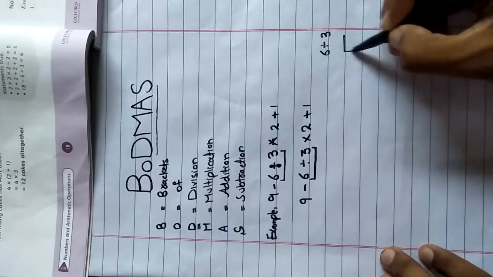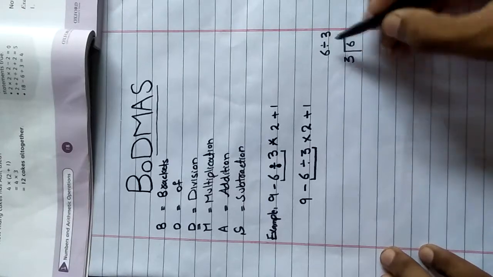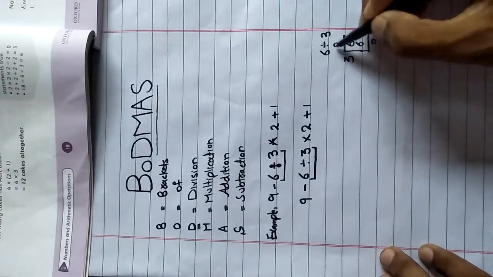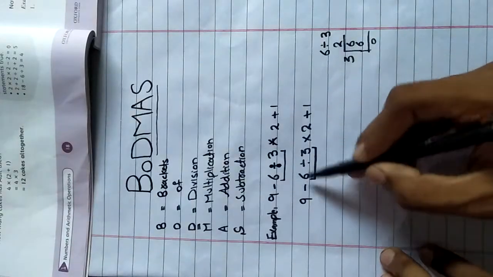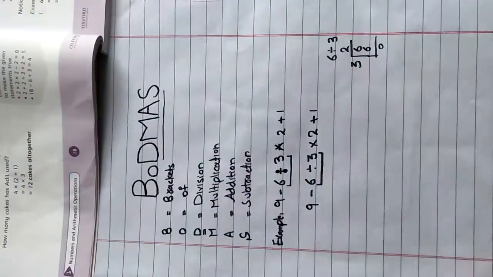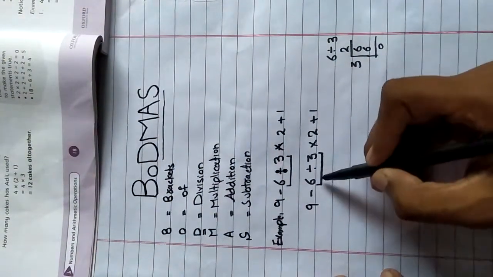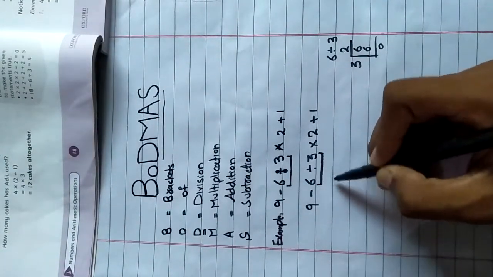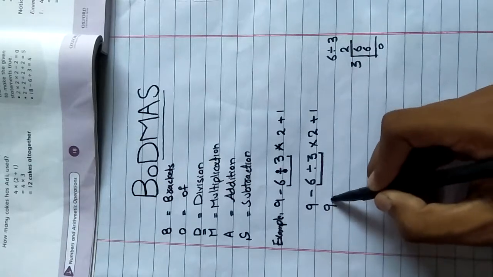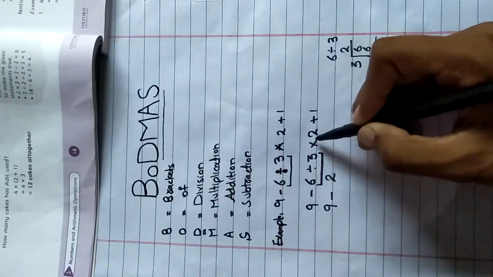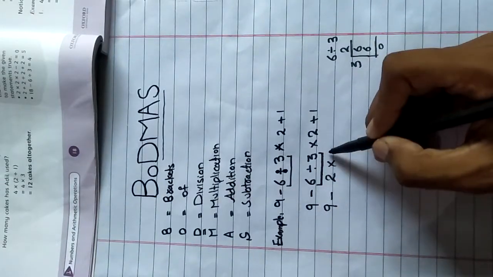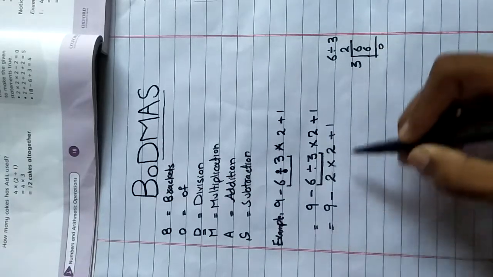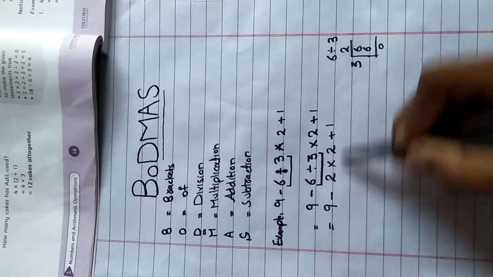What is the answer? 6 divided by 3. 3 twos are 6. The quotient is 2. So write 2 in the place of that operation. Now we have 9 minus 2, the multiplication sign same, and then 2 plus 1. Okay, so this is our next term.